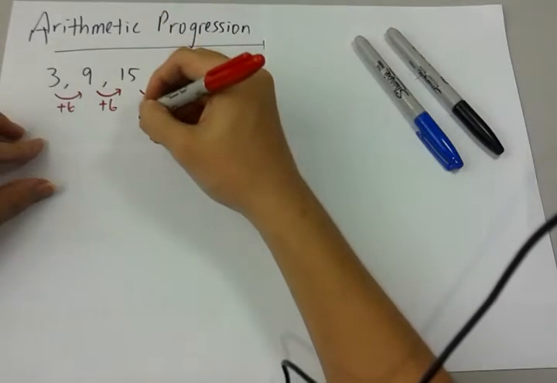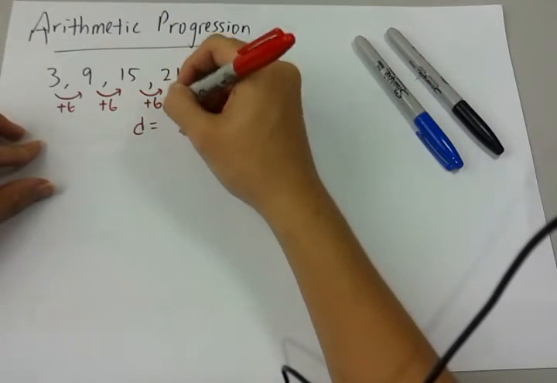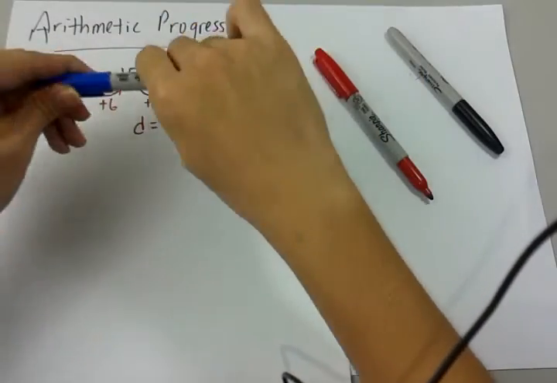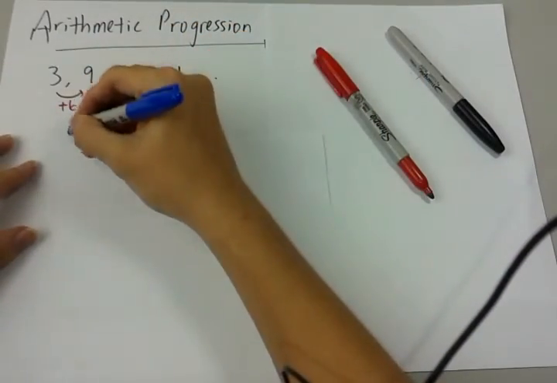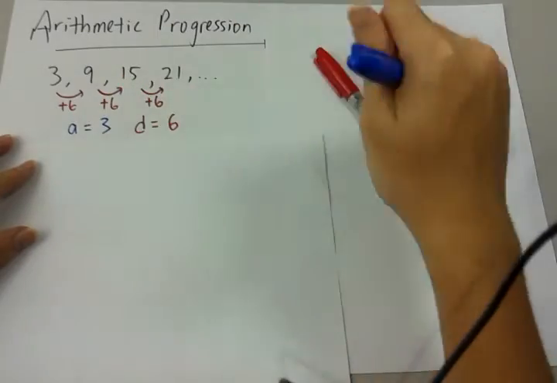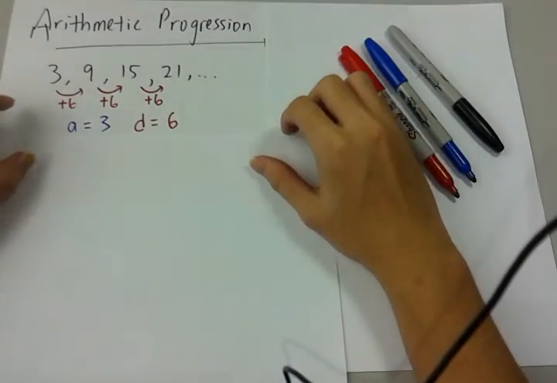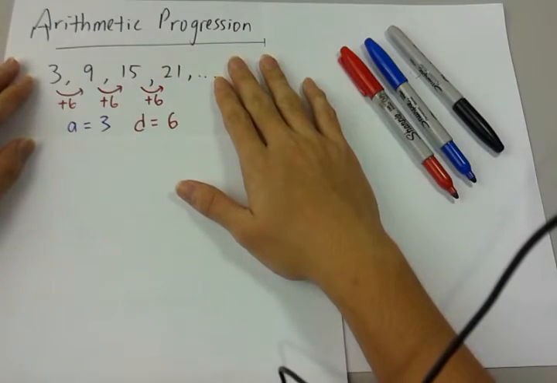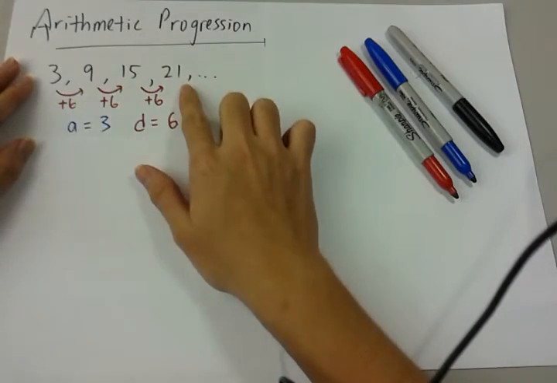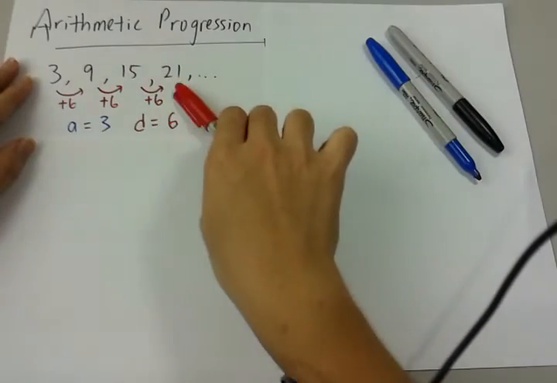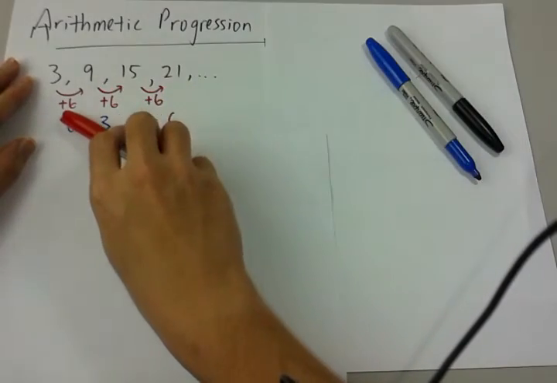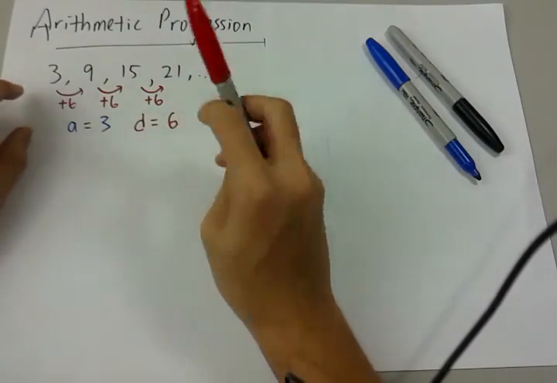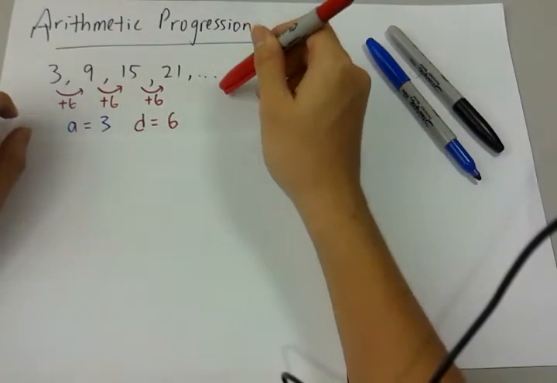We denote the common difference as d, which is 6, and we have the first term of 3. We denote it as a equals 3. So this is an arithmetic progression because it is a sequence of numbers which have the same common difference, the plus 6, increasingly plus 6. So this is called an arithmetic progression.